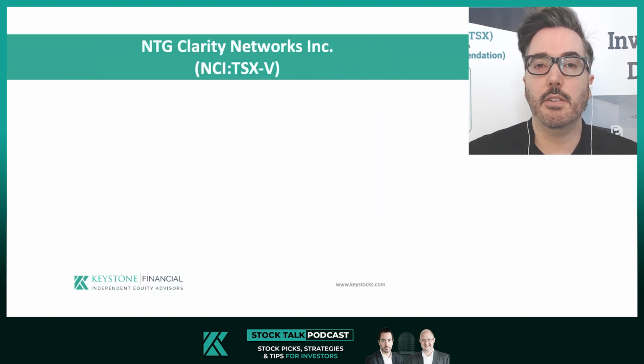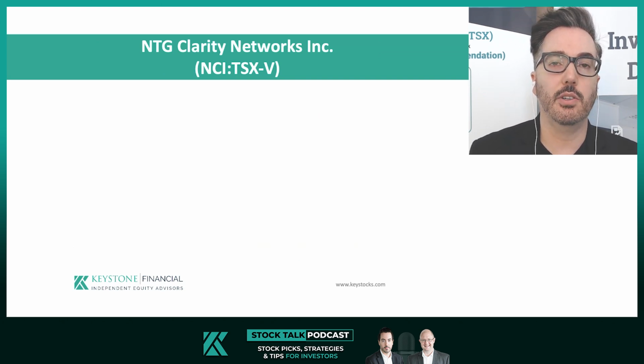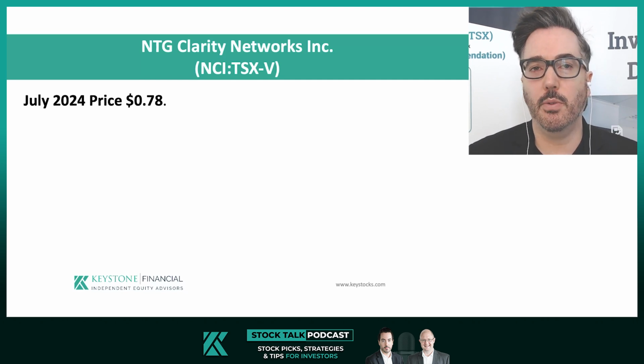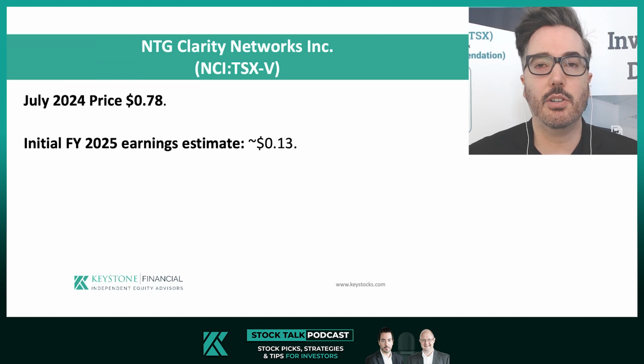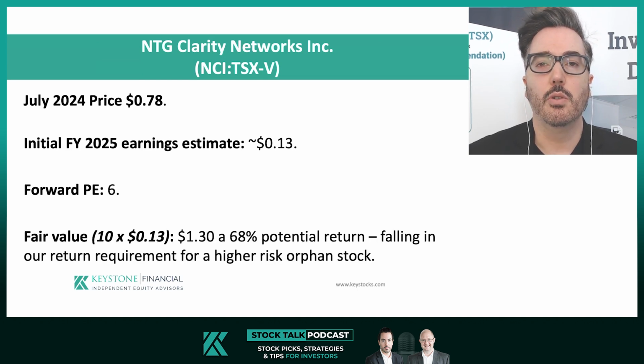Now let's look at the fundamental value and growth equation that led us to believe NTG Clarity was an orphan stock, as a good case study here. So in July of 2024, the stock traded around 78 cents. Based on management's guidance, our initial earnings estimate was in the range of around 13 cents. Based on this, the forward PE was in the range of 6. Now, our fair value was based on a low multiple of 10 times our 2025 initial estimate, about $1.30 at that stage, a 68% potential return, falling into our return requirement for a higher risk orphan stock. Shortly after, we issued a buy report at 78 cents.